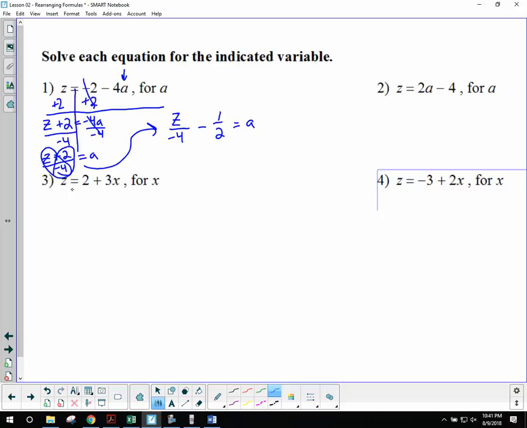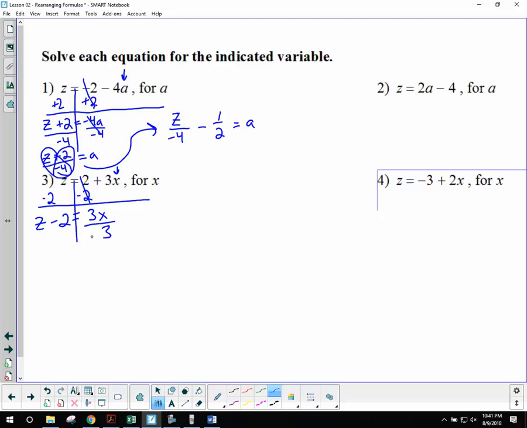So Z equals 2 plus 3x, solve for x. Same setup. We have a 2, it's a positive, so we're going to subtract it. What you do to one side, you do to the other. So the 2's cancel. We're going to bring down the 3x. Now we have Z minus 2. We want to get rid of the 3, so we divide it.